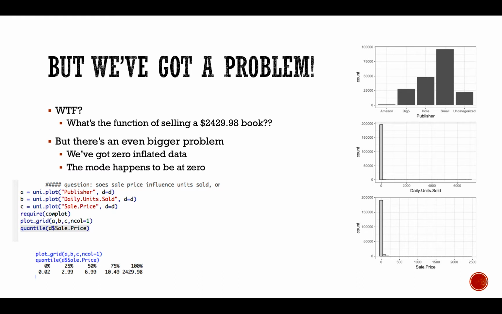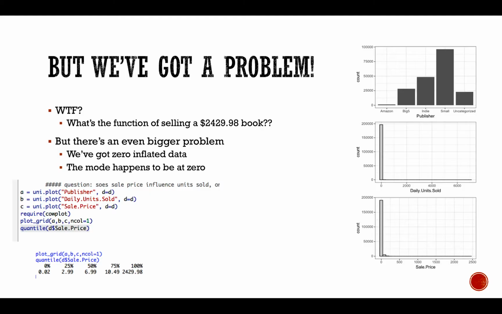But we've got a problem. Look at the graphs on the right. WTF. What's the function of selling a $2,429.98 book? Okay, I know that was a stretch. What's the function? Like, what's the purpose? Why can't you just say what's the purpose? Because it doesn't work into WTF, that's why.